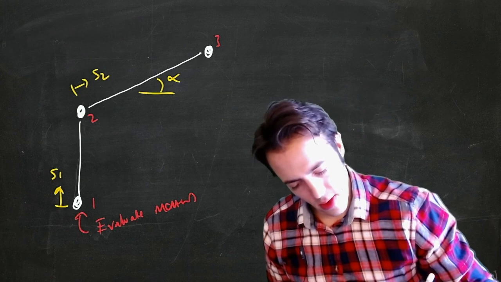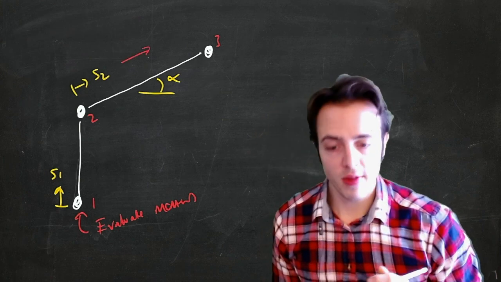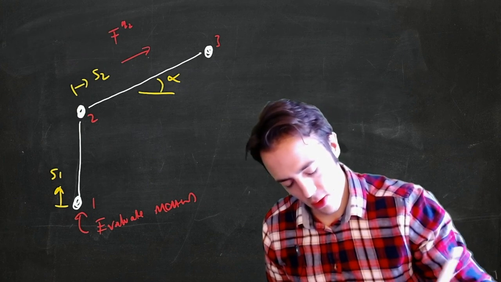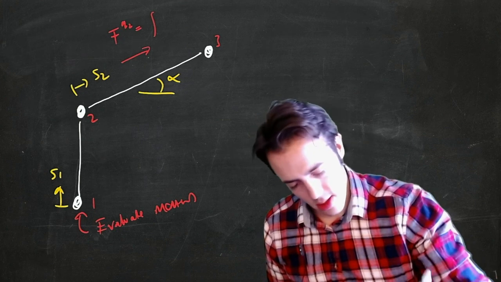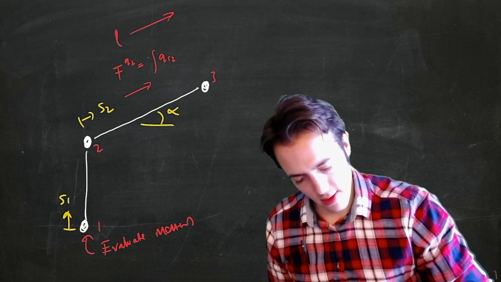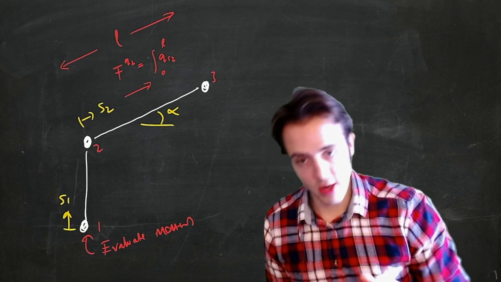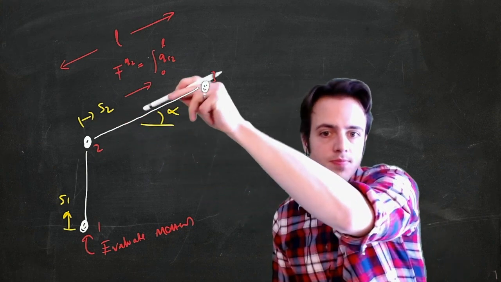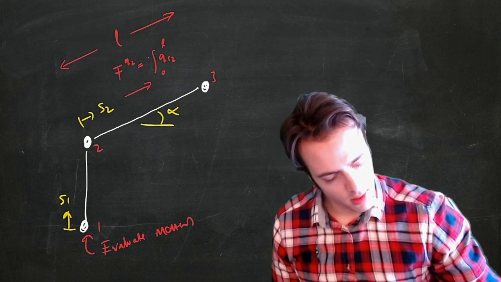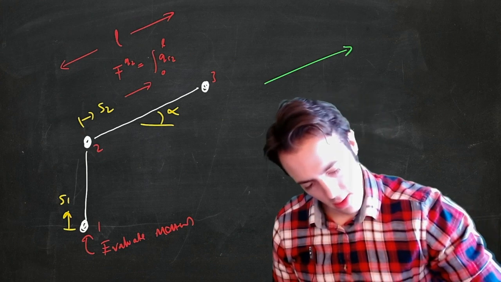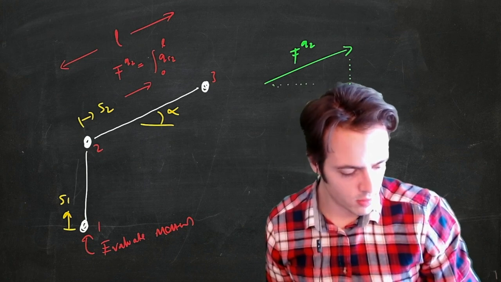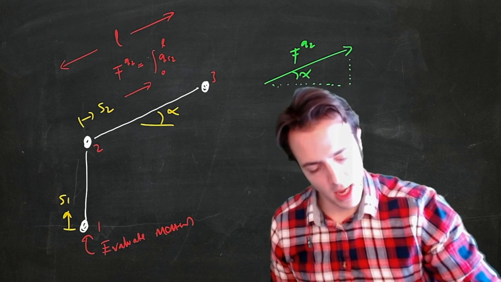So S2 is going to produce a force acting along this member, and when we integrate it, let's call it FQ2, is equal to the integral of QS2, let's say this whole thing is L long, from L to 0. Now it's a force acting in this direction. Okay, so that will have 2 components to it. So let's say that's FQ2. I have a vertical component and a horizontal component, with the angle being alpha here.